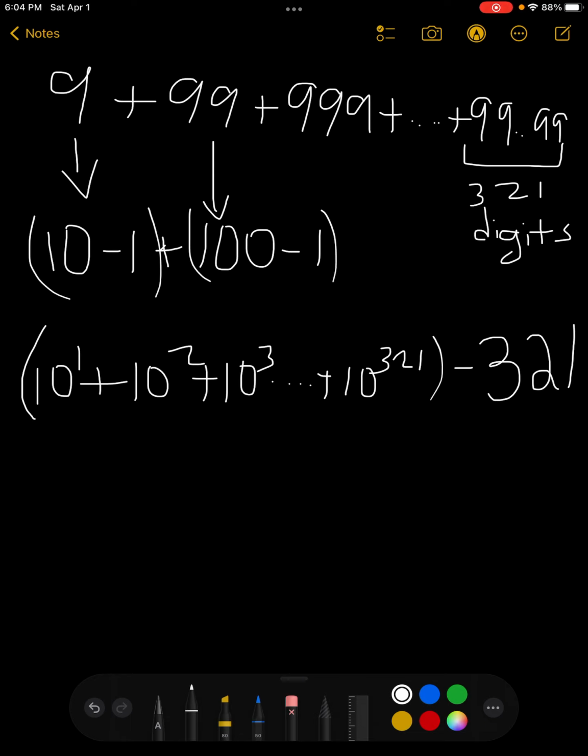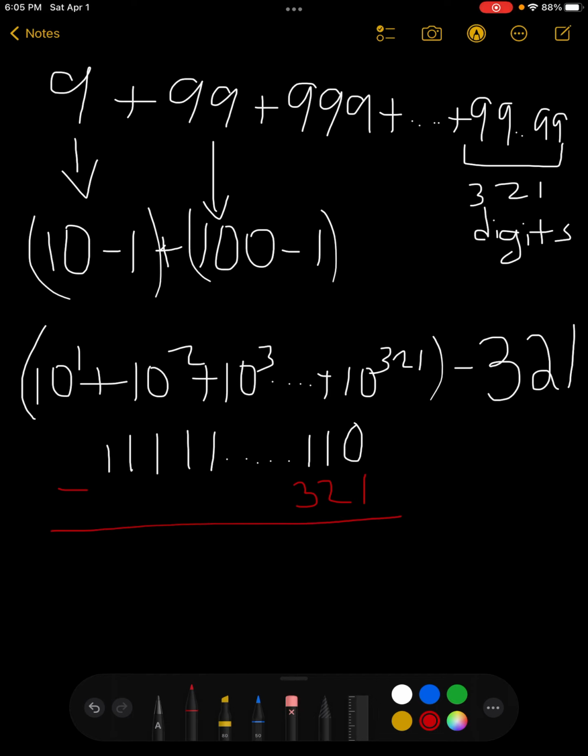So our integer n will look something like this. 1, 1, 1, 1, 1, 1, all the way up to the tens place, because that's what we cover, and then a 0 for the ones place. And that minus 321.